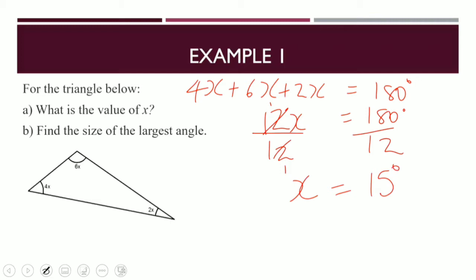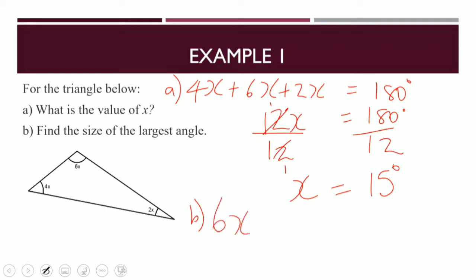That's it for part A. Part B says, find the size of the largest angle. If you know which of the angles is the largest, go ahead and put it in the comment right now. Which of the angles is the largest? Write the expression that represents that. If you said 6x, then you are correct.